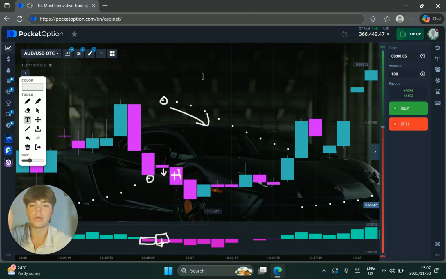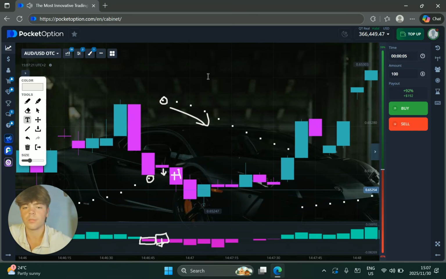Because remember, the 3 models is either... It's not typing. Okay, it's fine.